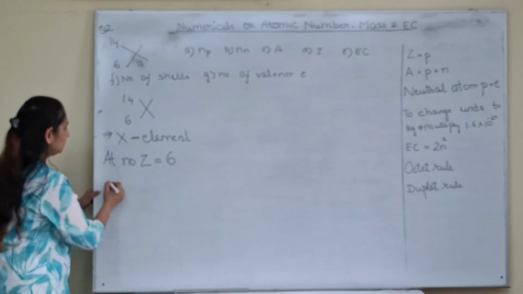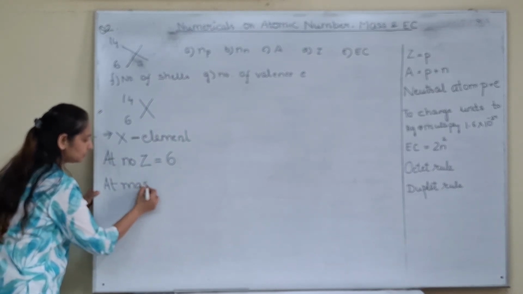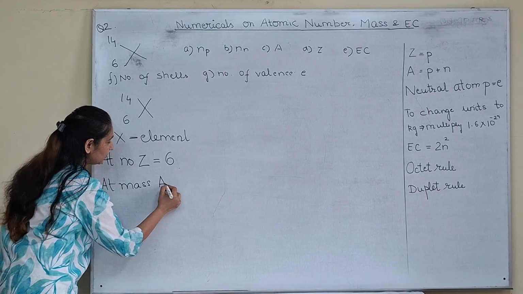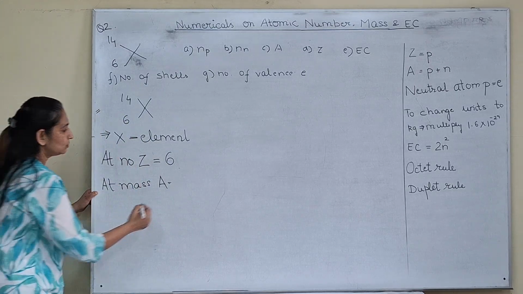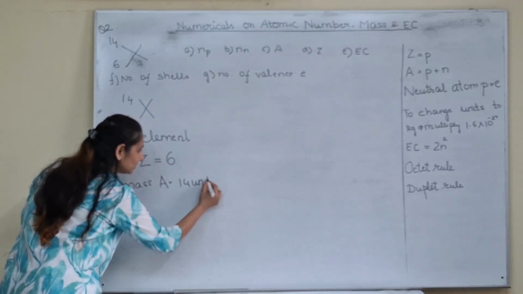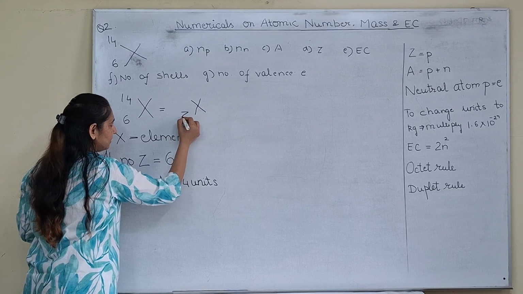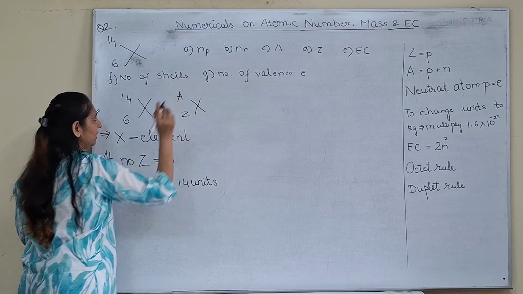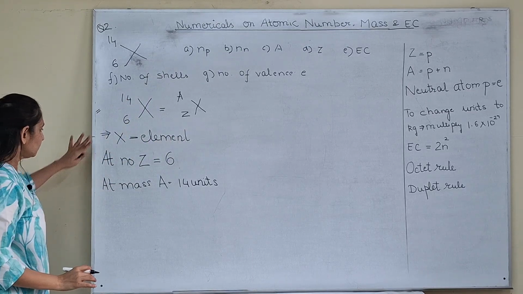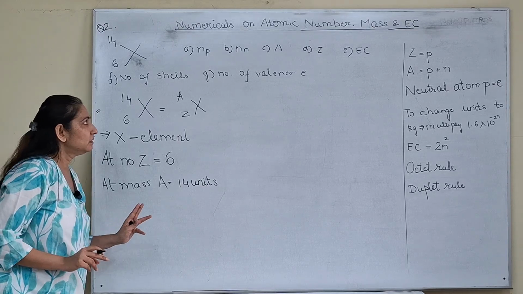Then atomic mass, which we write as A, is written on top. So the atomic mass is 14 units. Let me just write that this means Z and A. The lower number is the atomic number, the upper number is the atomic mass. So we now know this from the symbol. Let's start finding.